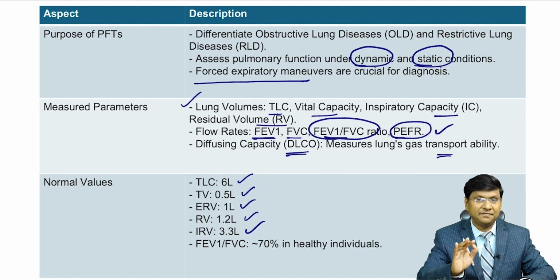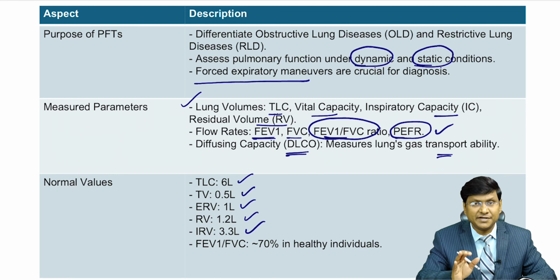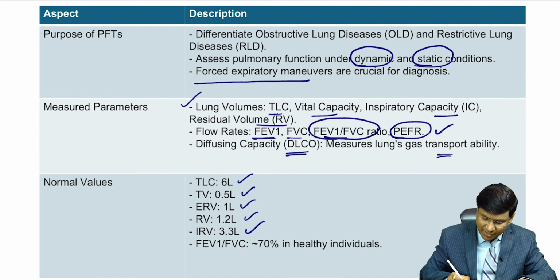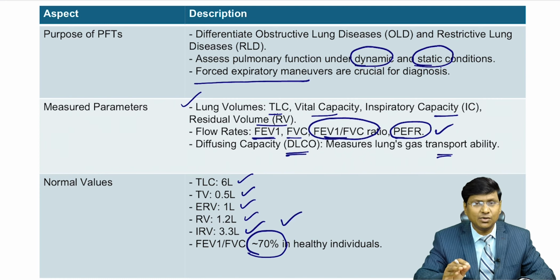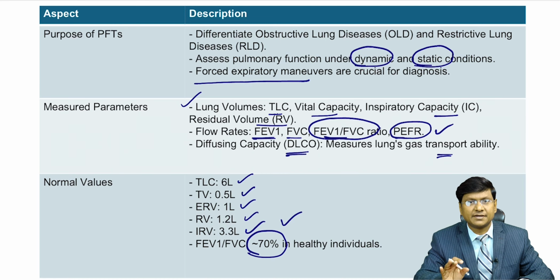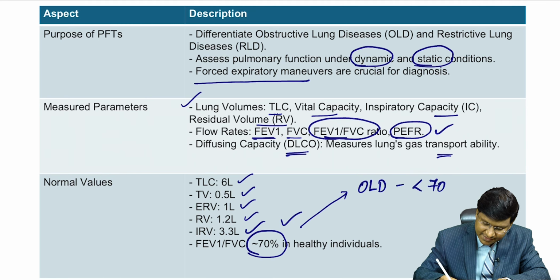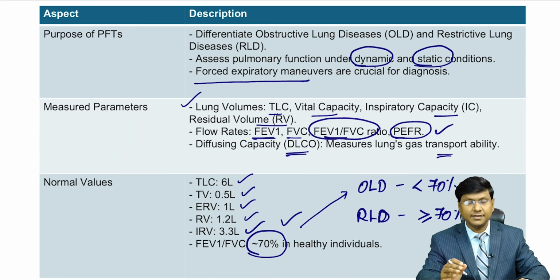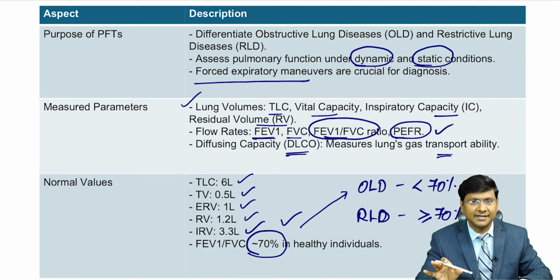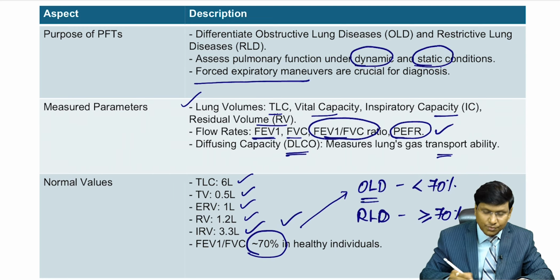Please remember, your FEV1 by FVC is a very important parameter to differentiate obstructive from restrictive lung disease. And how much is its value? It is around 70%. In patients with obstructive lung disease, FEV1 by FVC is less than 70%, whereas in patients with restrictive lung disease, the value is more than or equal to 70%. So this is the very important parameter which will help us differentiate OLD from RLD.